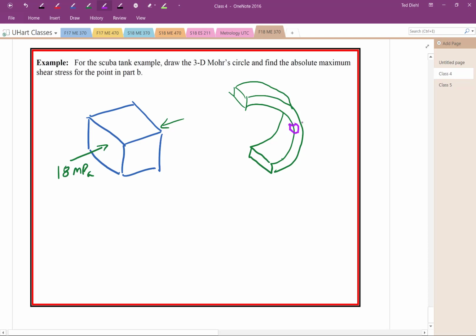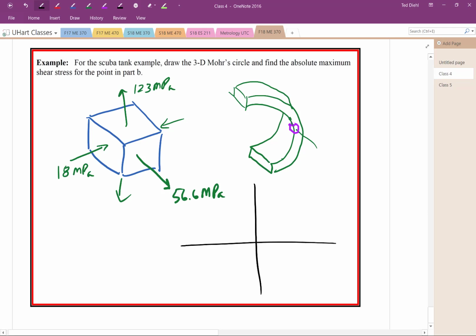Okay, so on these we see we have tension here. That's the longitudinal direction. The tension is 56.6 megapascals, and we have hoop, which is going upwards in this case off of the cube, the way I've drawn it, and that's 123 megapascals. And because there's no shear, that makes this much easier. Mohr circle, right? So this is equal to sigma 1, this is equal to sigma 2, and this is equal to sigma 3.